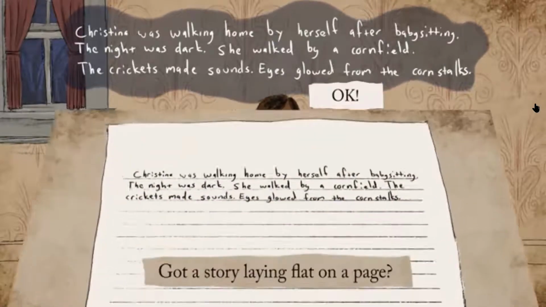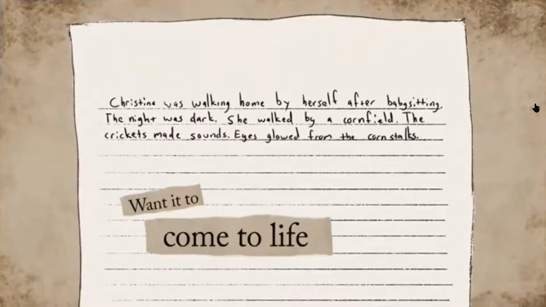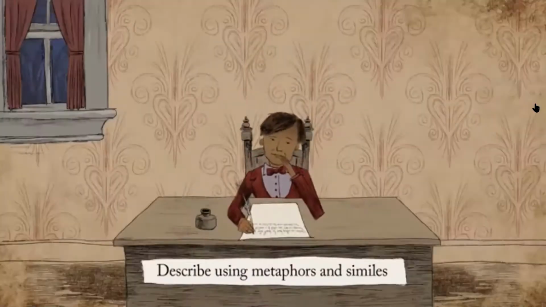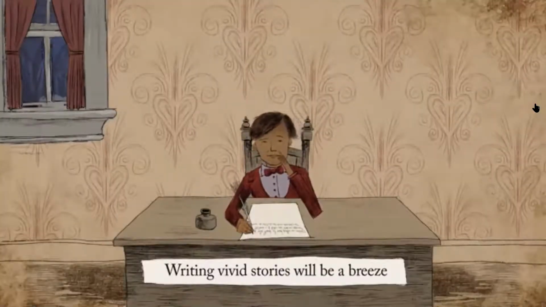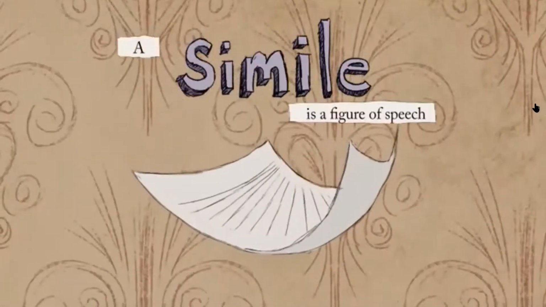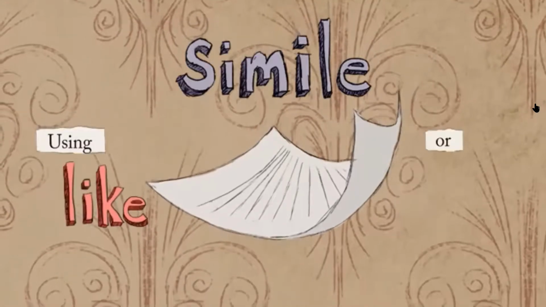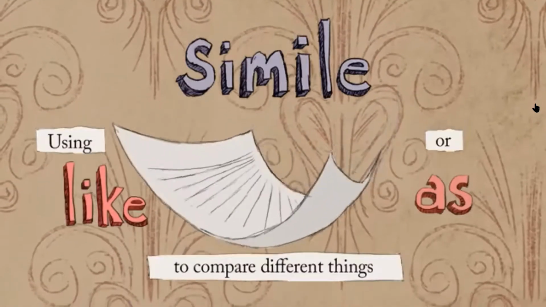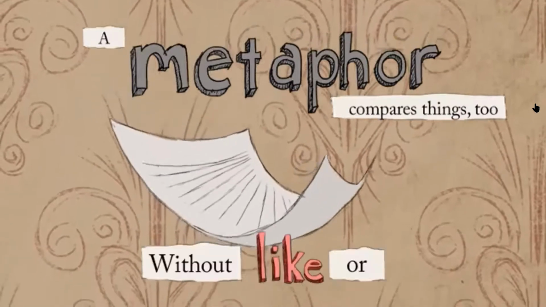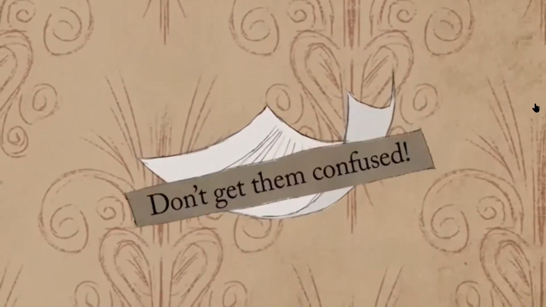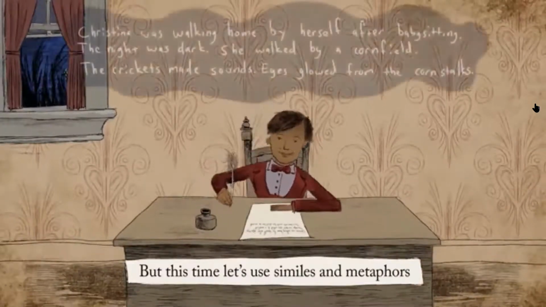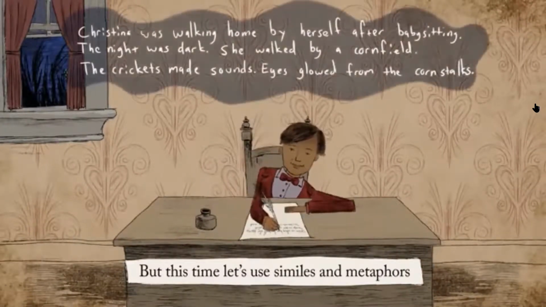Okay. Got a story laying flat on the page. Want it to come to life like a play on the stage. Describe using metaphors and similes. Writing vivid stories will be a breeze. A simile, a figure of speech, using like or as to compare different things. A metaphor compares things to without like or as. Don't get them confused. Now let's rewrite that story from before, but this time let's use similes and metaphors.